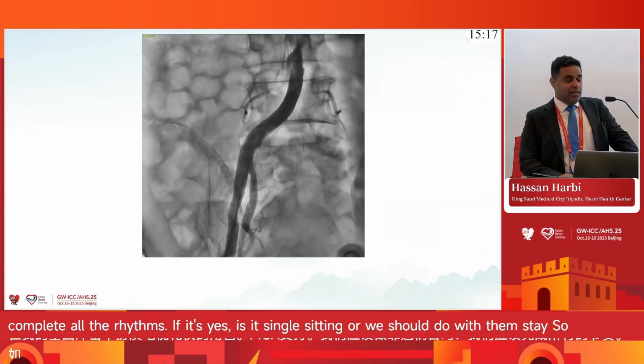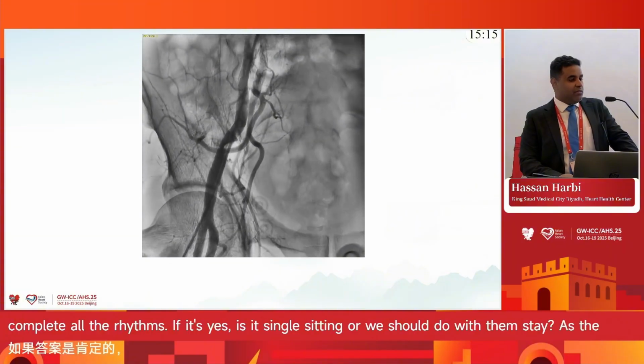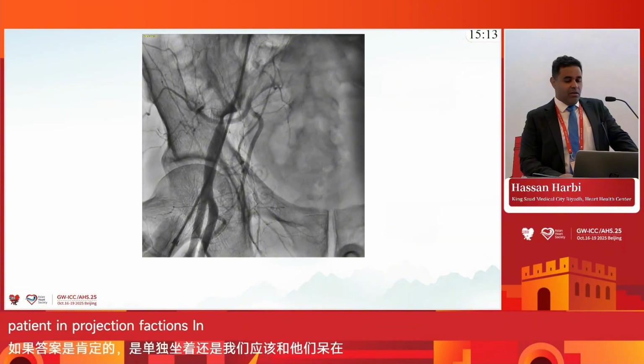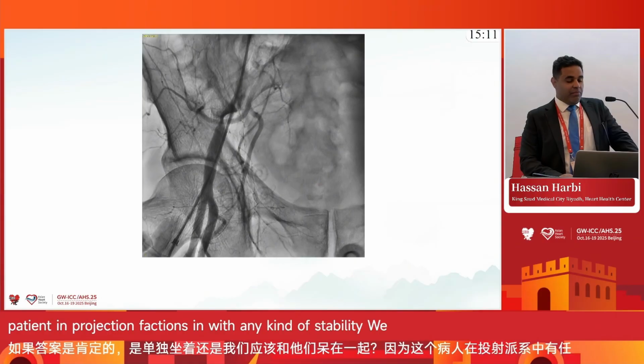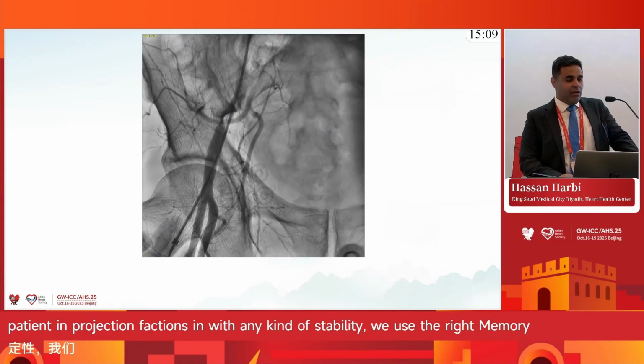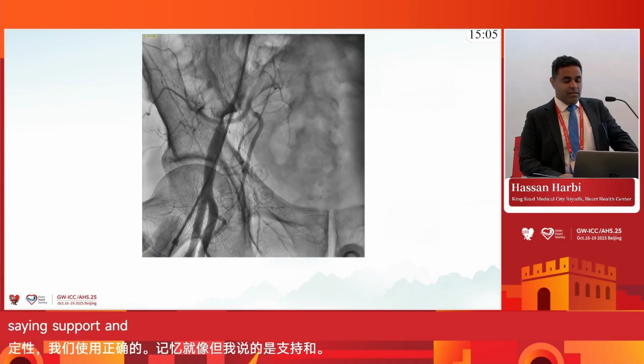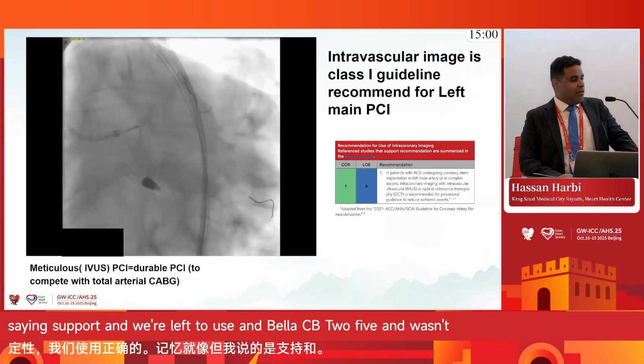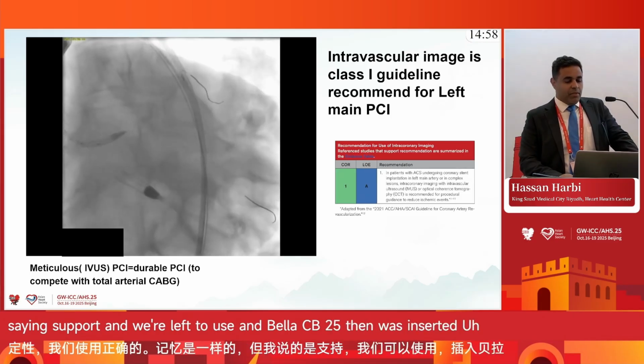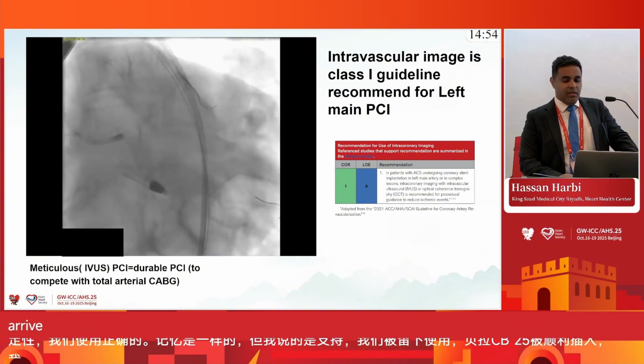As this patient had a low ejection fraction and hemodynamic instability, we used the right femoral access for MCS support, and we like to use an Impella CP 2.5, which was inserted smoothly. Then we started to IVUS the vessels, and this is the point that I need to stress.